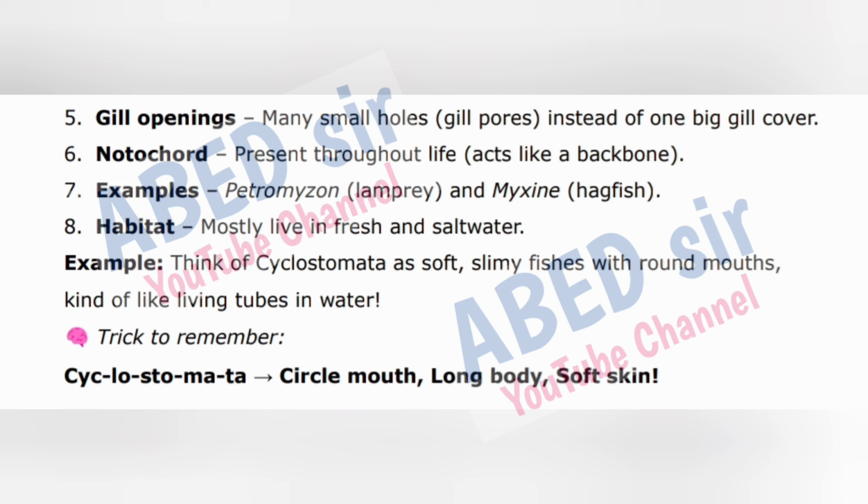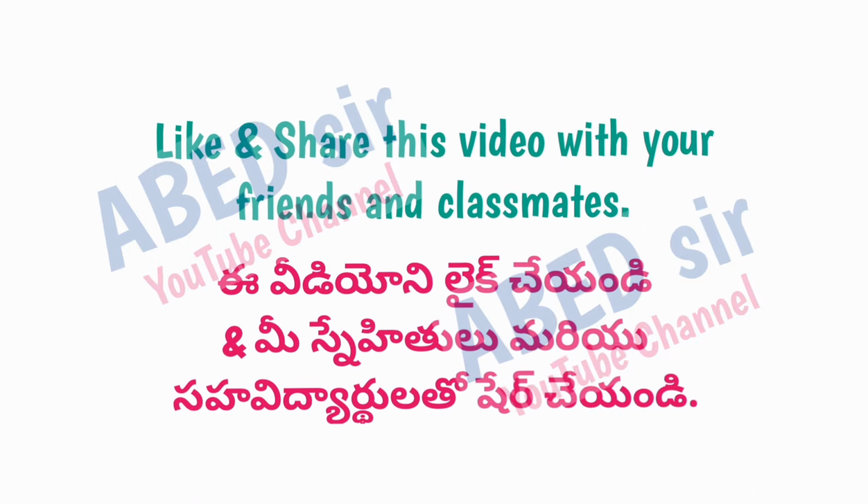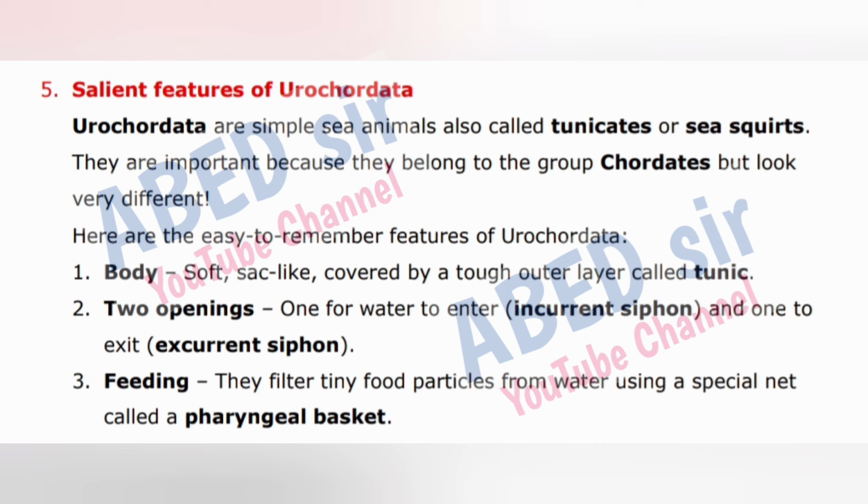Cyclostomata: circle mouth, long body, soft skin. Next important short question is: 5 salient features of Urochordata. Urochordata are simple sea animals, also called tunicates or sea squirts. They are important because they belong to the group chordates but look very different. Here are the easy to remember features of Urochordata.